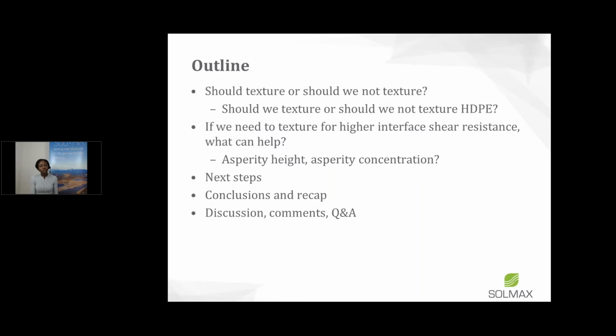I'm going to share with you some studies that have looked at the contribution of asperity height to interface shear resistance or interface shear properties. And I'm going to share with you also some new studies that we have done on asperity concentration. And we can look at these studies together and see what can help us if we need to increase interface shear resistance.